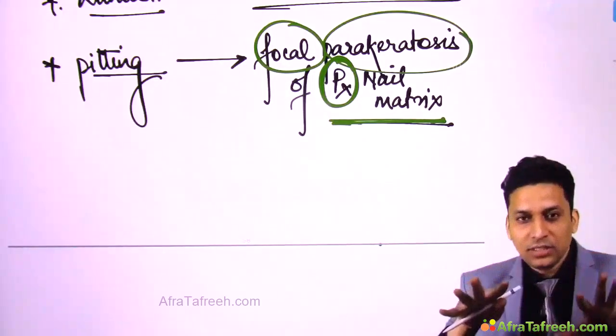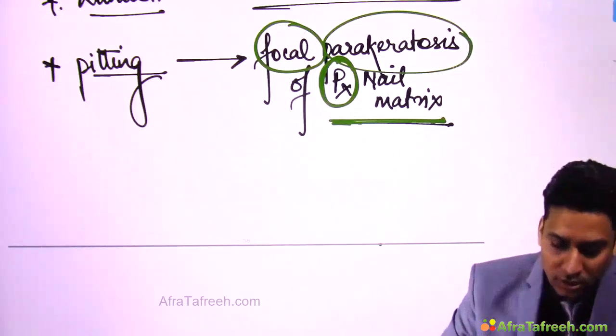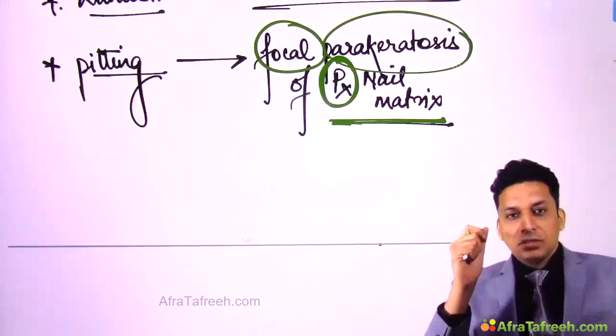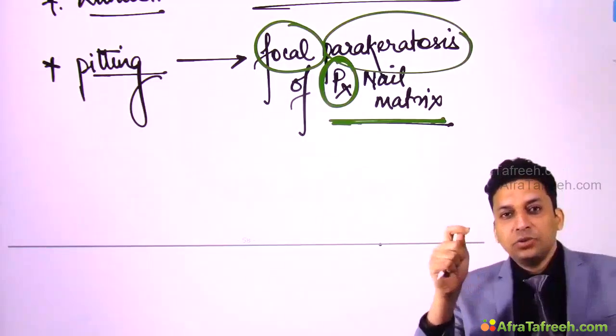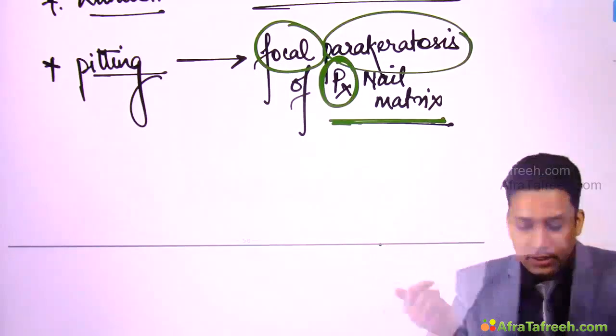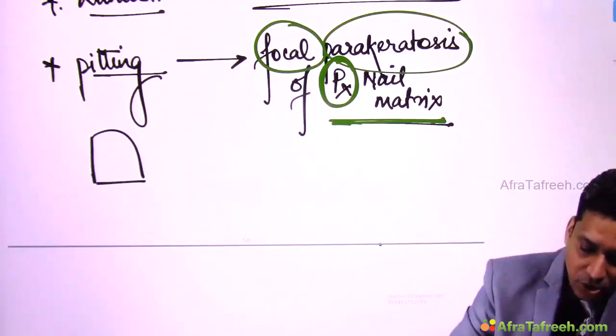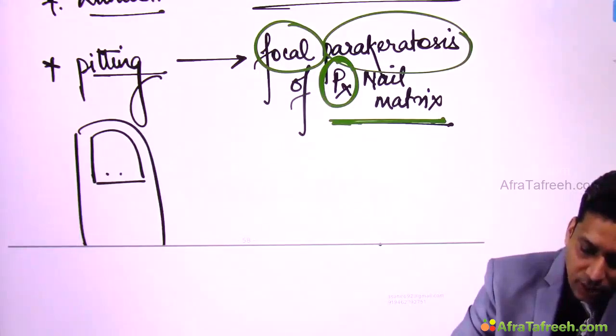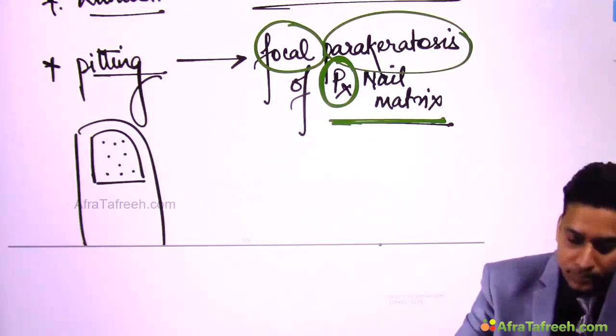So these small depressions or pits are due to focal parakeratosis of the proximal nail matrix. I hope you understood this. Okay, so this is the reason for pitting. Sometimes if they ask you whether pitting is due to defect in the proximal or distal nail matrix, the answer will be proximal nail matrix. So if this is the nail of the patient, you will find these multiple small depressions over the nail plate.